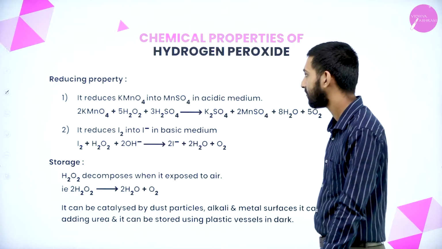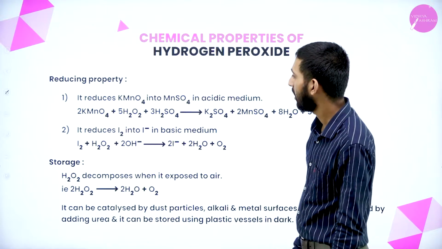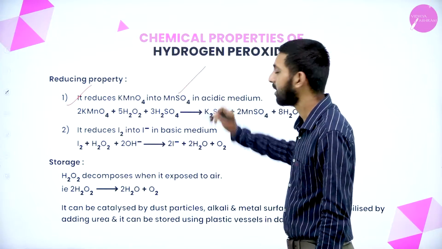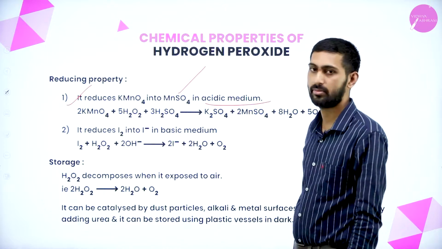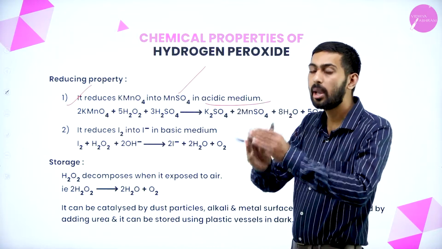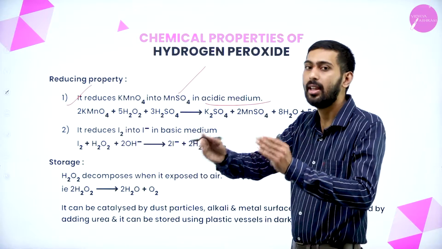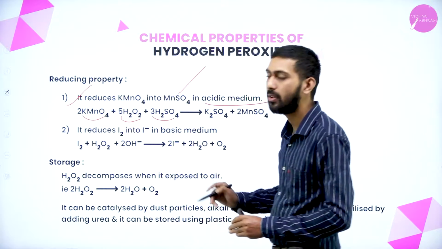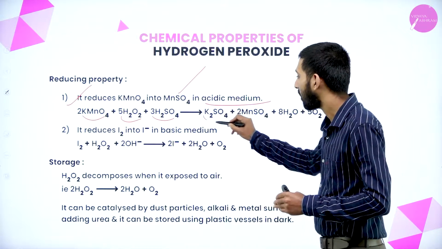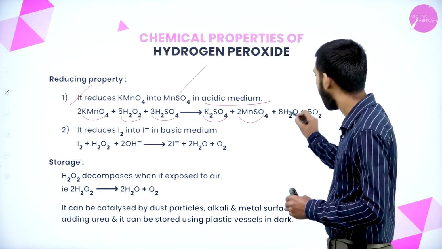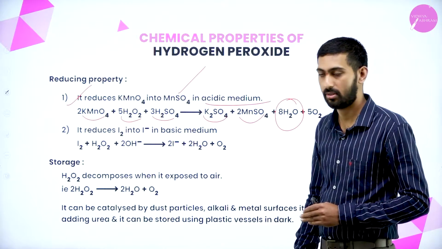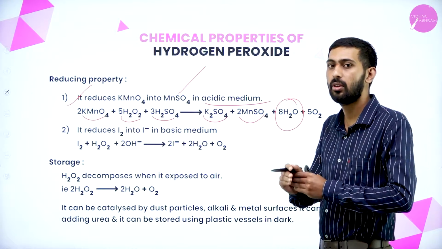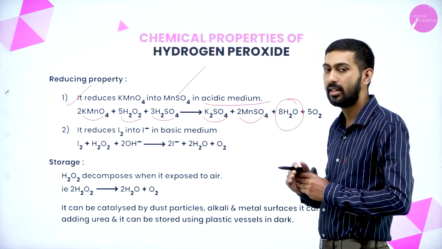Okay. Next thing is reducing property. Here, it reduces KMnO4 into manganese sulfate in acidic medium. We should know this. So KMnO4 is treated with hydrogen peroxide in the presence of sulfuric acid. So, we will get potassium sulfate, manganese sulfate and so on. Okay, we should know this. It always reduces KMnO4 in the acidic medium to manganese sulfate.